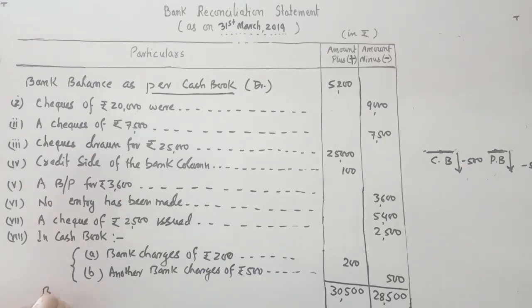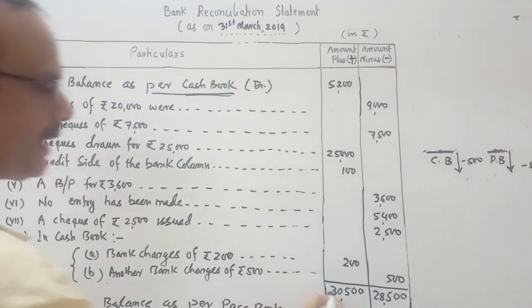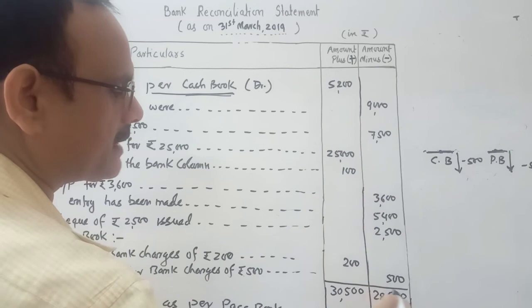We have started with the cash book, so as per the passbook we have to write the bank balance as per passbook. The resultant will be the passbook balance, just opposite. Here we start with the cash book, and the answer will be the passbook. So which side is more? Plus side is more. Minus side is less.